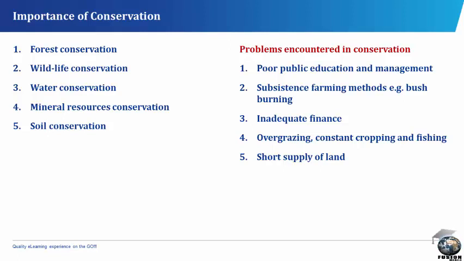Water conservation provides food and protein. It is a source of generating electricity. It provides water for agriculture and irrigation. It provides means of transportation. Water is made available for domestic use, and it provides recreation, for example, games like swimming.